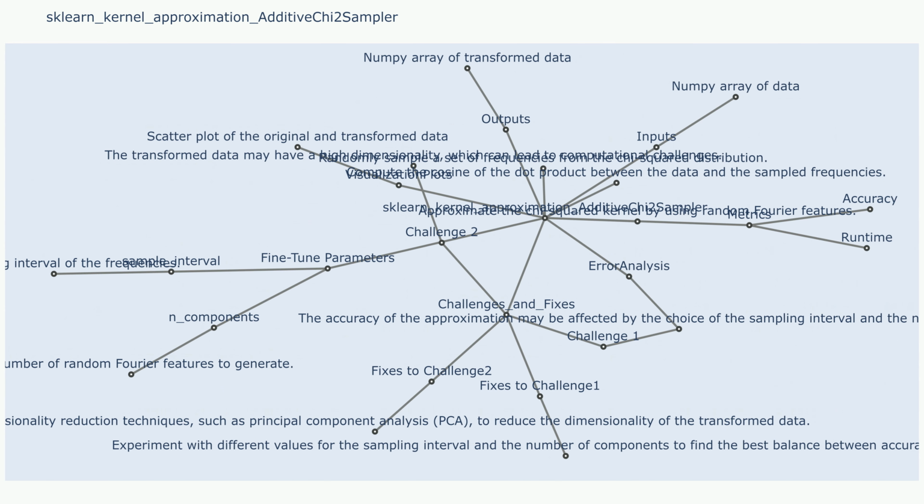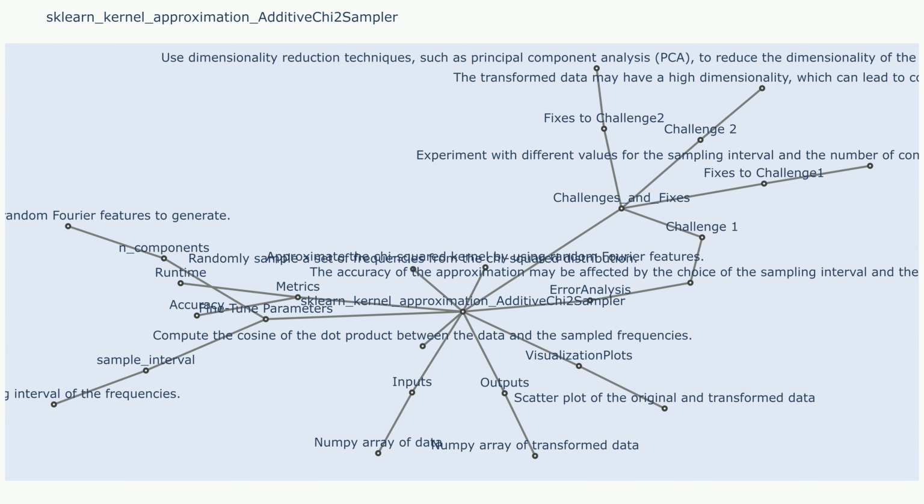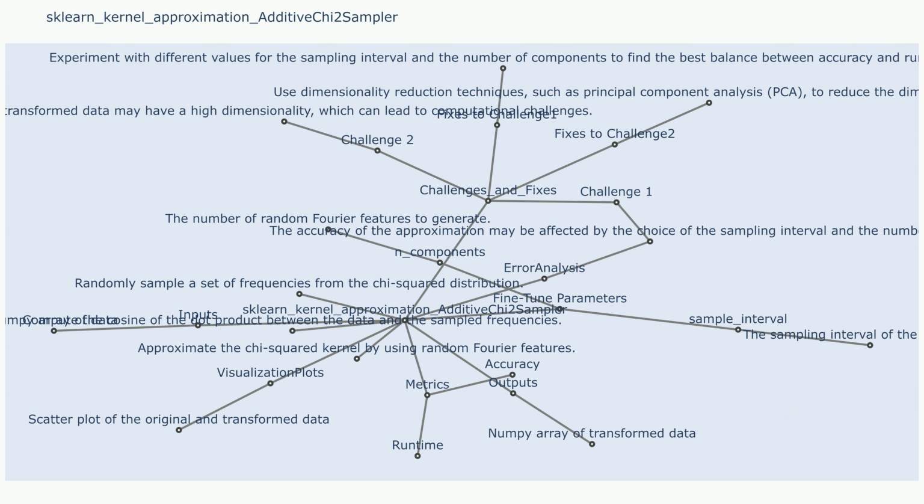Challenges and fixes: Challenge 1: choosing the optimal number of components. Sample use case that resulted in challenge 1: using a small number of components can lead to poor approximation accuracy, while using a large number of components can be computationally expensive. Fixes to challenge 1: experiment with different values of n_components and evaluate the trade-off between accuracy and runtime. Consider using cross-validation to select the optimal value.